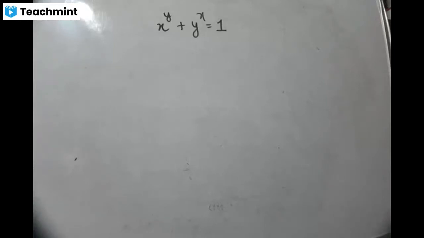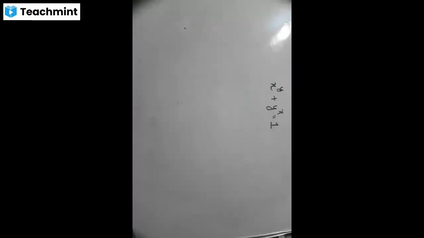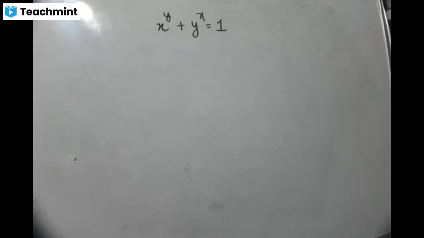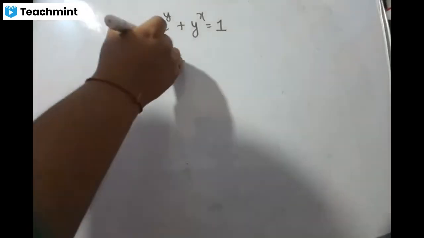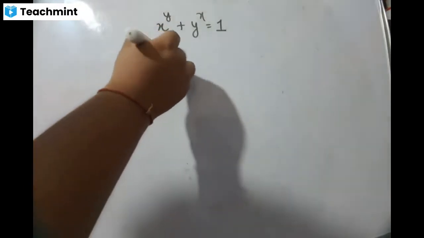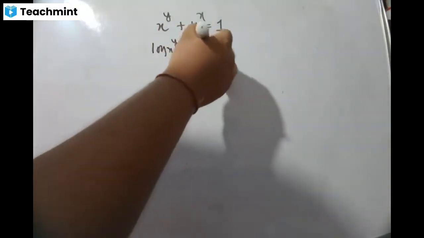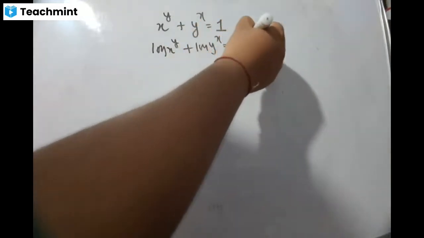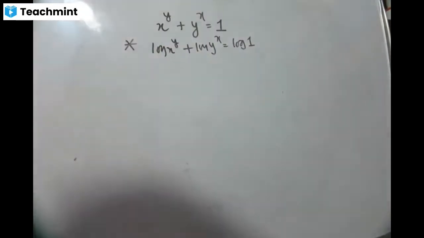So if you apply log on both sides, then because of the plus sign, the log cannot be distributed. So what I mean to say is, what students do is they know that they have to use log. So they apply log on both sides. And the next thing they write is log x to the power y plus log y to the power x equal to log 1. But my dear students, this is wrong.